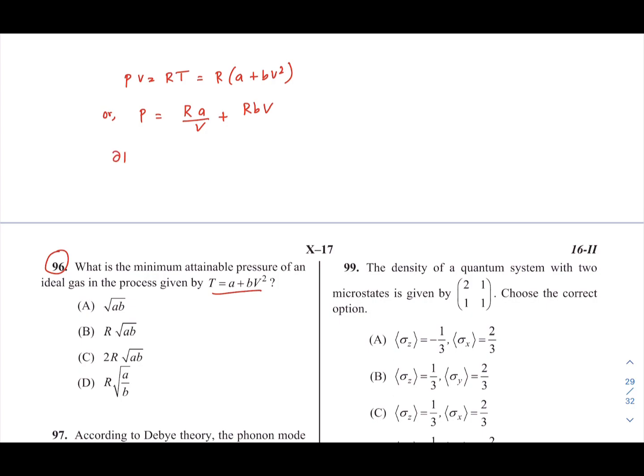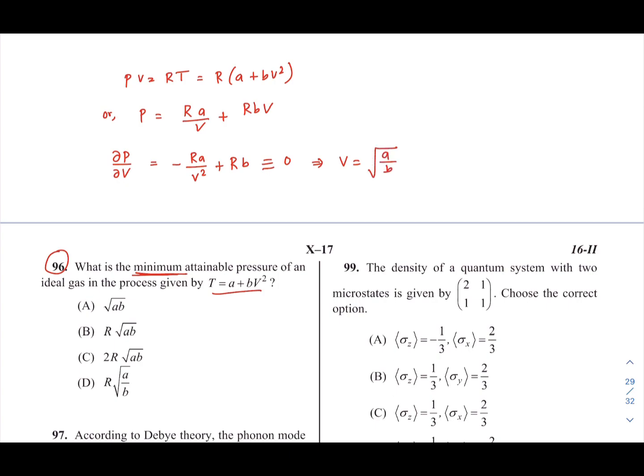Now let us take the derivative with respect to V, and this is equal to minus RA by V squared plus RB. Since we need to find the minimum pressure, we will equate it to 0 and find the value of V, and this is equal to the square root of A by B.